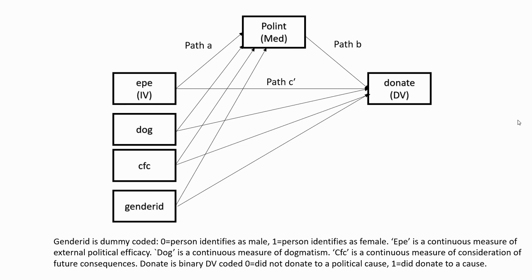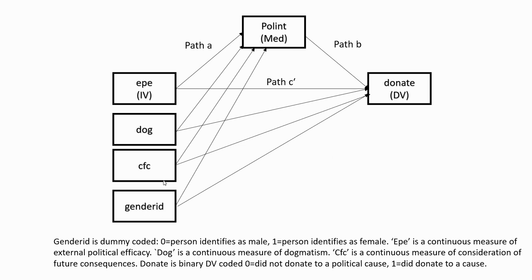Okay, so now we're going to consider the second mediation analysis, and as I mentioned before, this is just an extension of the first one. Basically, we're adding in some covariates. So dogmatism and consideration of future consequences are both continuous variables, and then we have gender ID, which is a binary variable as well. Gender ID is a dummy coded variable where 0 indicates that a person identified as male, and 1 indicates that a person identified as female.